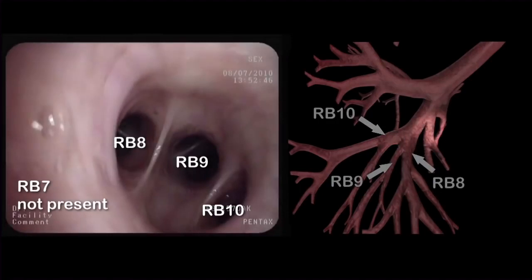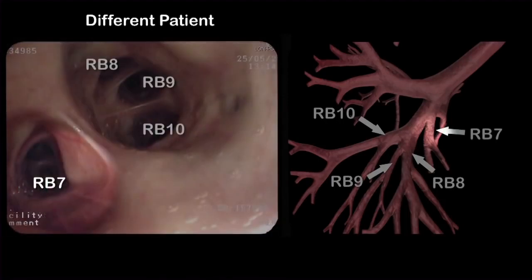In most cases, the medial basal branch, or RB7, can be found at the medial side of the lower lobe bronchus. In this patient, however, the RB7 is absent. This picture from a different patient shows an example of the medial basal branch, or RB7, of the lower lobe.